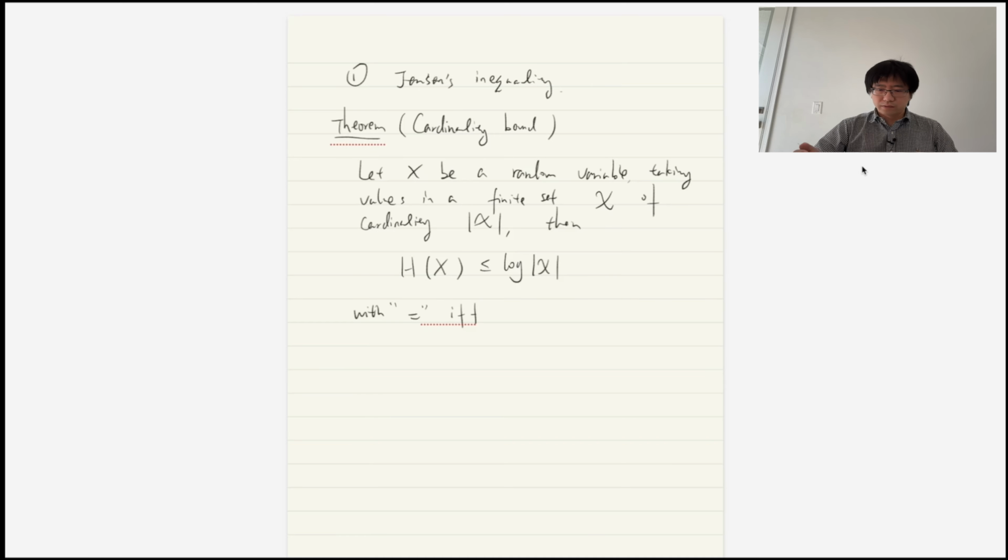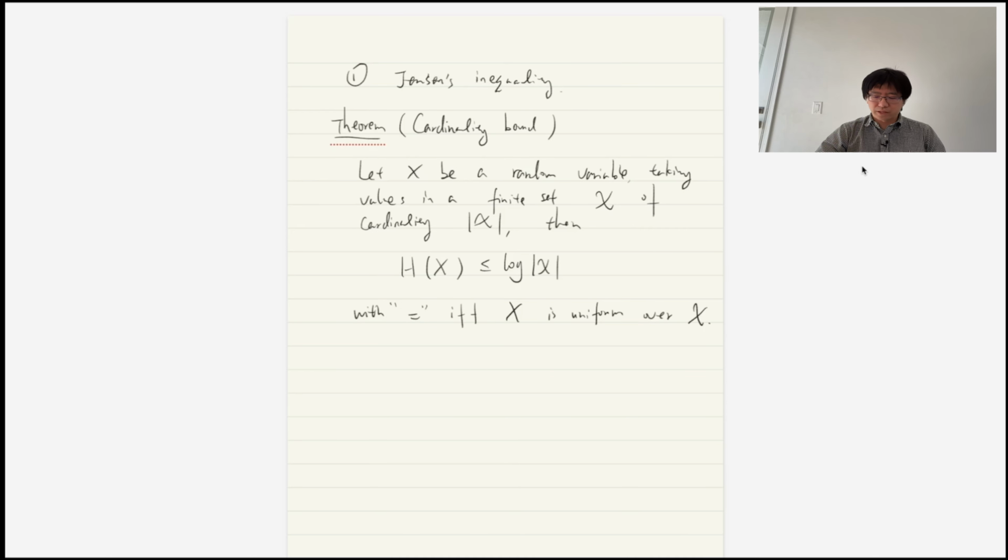So basically the equality will hold if and only if X is uniform over the set X. Intuitively, that makes sense, because when X is uniformly distributed, every outcome has the same probability, and then the entropy achieves its maximum.